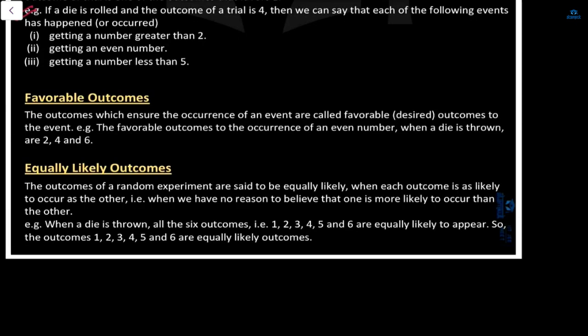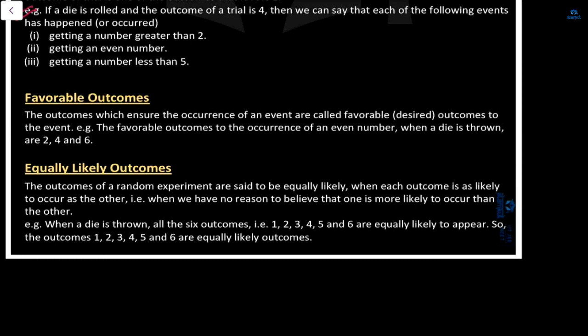Favorable outcomes are the outcomes that favor the event. The outcomes which ensure the occurrence of an event are called favorable outcomes. Now, for example, when you are throwing a dice, what is the favorable outcome of getting an even number?